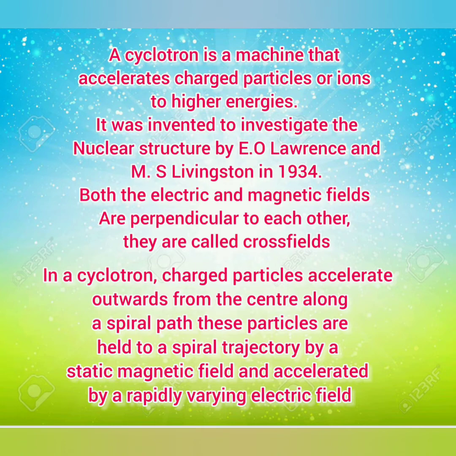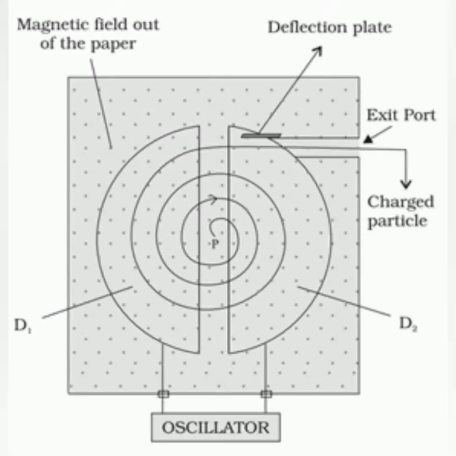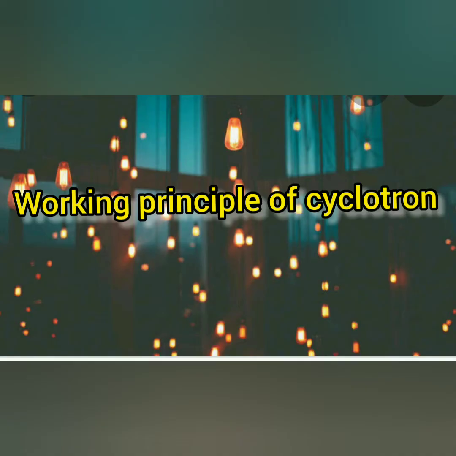In a cyclotron, charged particles accelerate outwards from the center along a spiral path. These particles are held to a spiral trajectory by a static magnetic field and accelerated by a rapidly varying electric field. After knowing the structural explanation about the cyclotron, now let's move on to learn about the working principle of cyclotron.